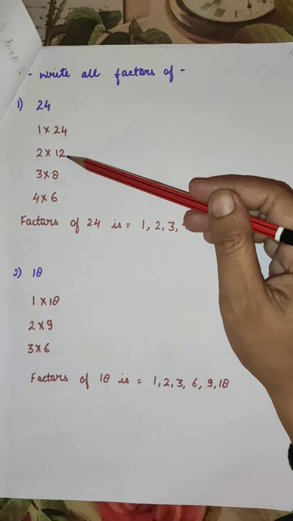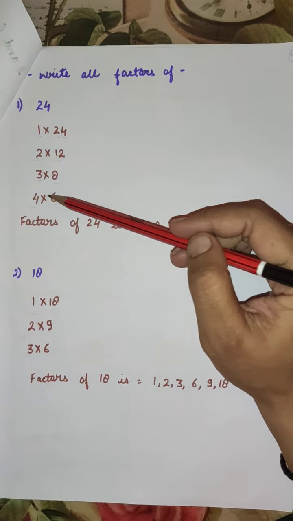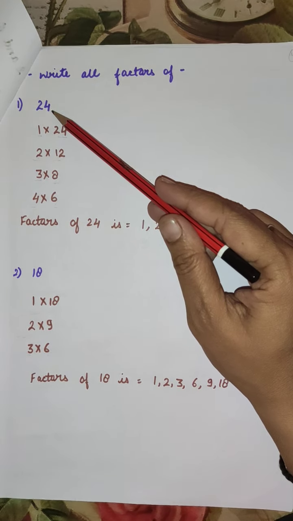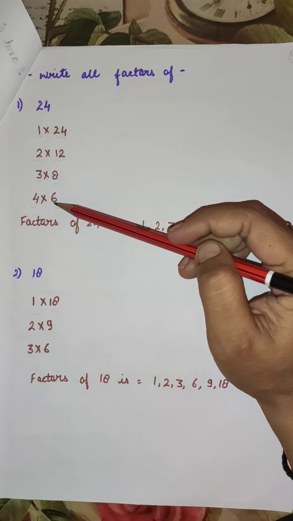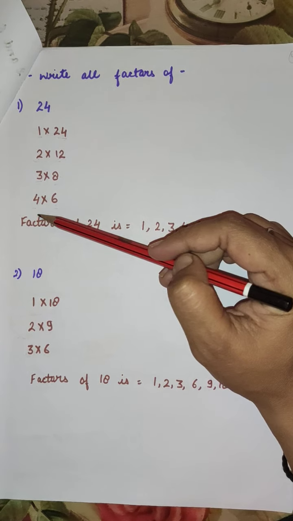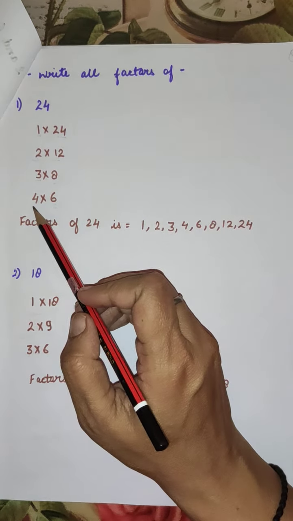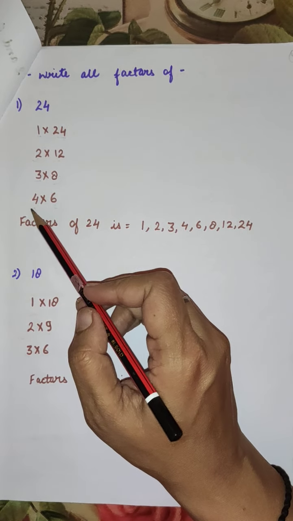2 multiplied by 12, we get 24. 3 multiplied by 8, we get 24. 4 multiplied by 6, we get 24. Now, if you multiply again, in the table of 5, 24 will not come. But in the table of 6, 6 fours are 24. But vice versa, you can write like this also.